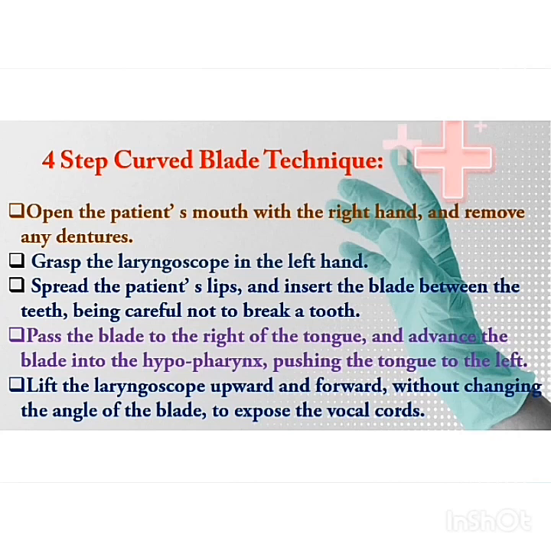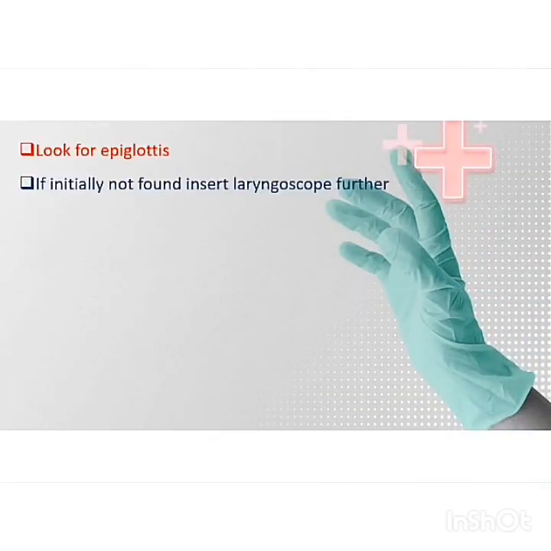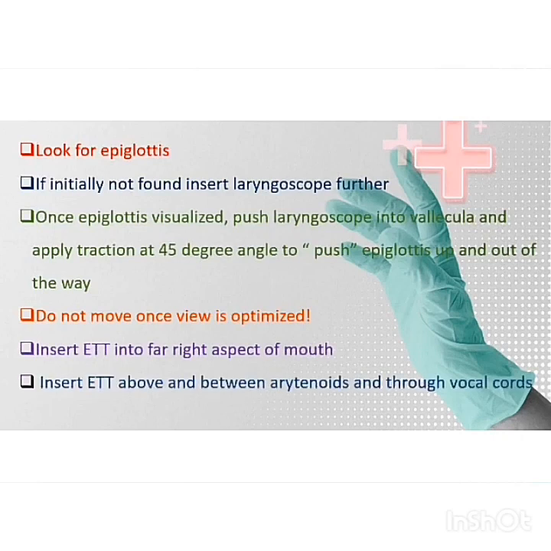External manipulation of the throat is done to get a clear view. The epiglottis protects the airway passage. Look for the epiglottis. If initially not found, insert the laryngoscope further. Once the epiglottis is visualized, push the laryngoscope into the vallecula and apply traction at a 45-degree angle to push the epiglottis up and out of the way. Do not push once the view is optimized.